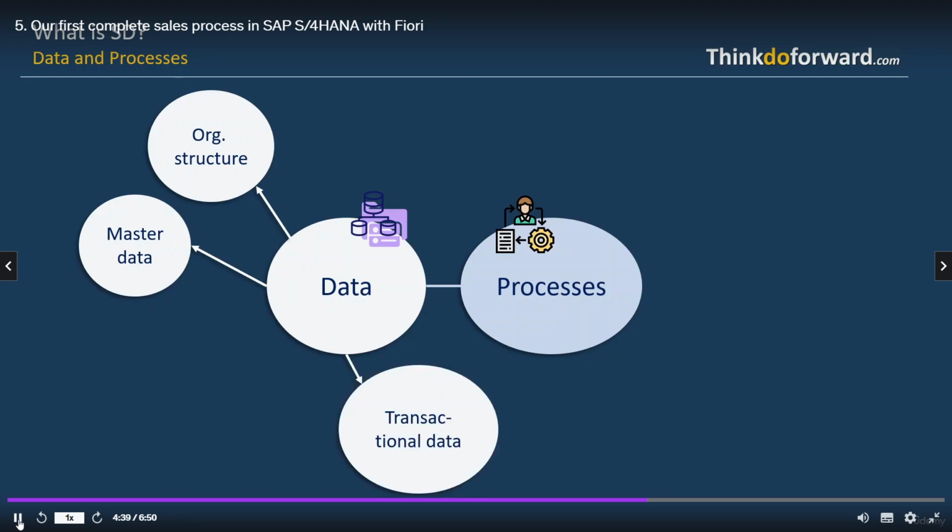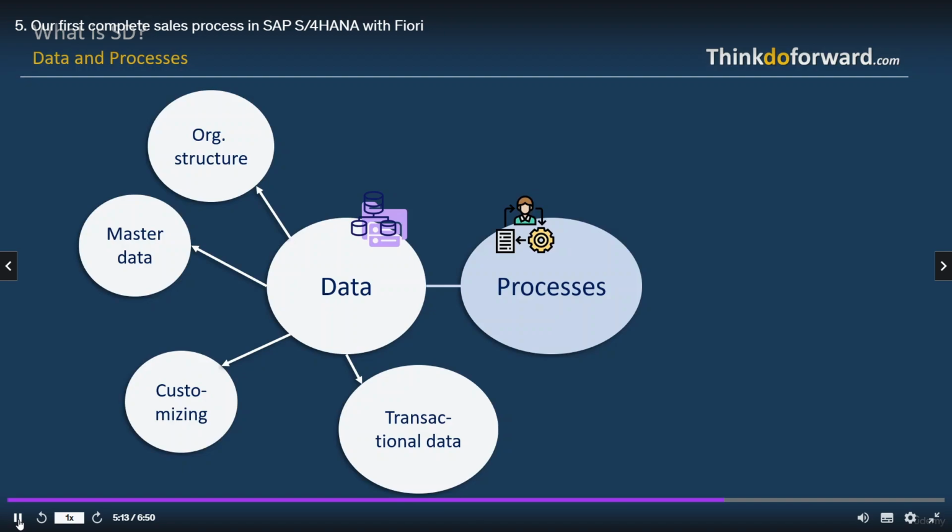Besides master data, we have our very important topic of transactional data. Transactional data is data which is created and changed for every single process step. The transactional data is, for example, a sales order, a delivery document, invoice document, invoice item, line items, and so on. Each piece of data which is created within one single process is transactional data.